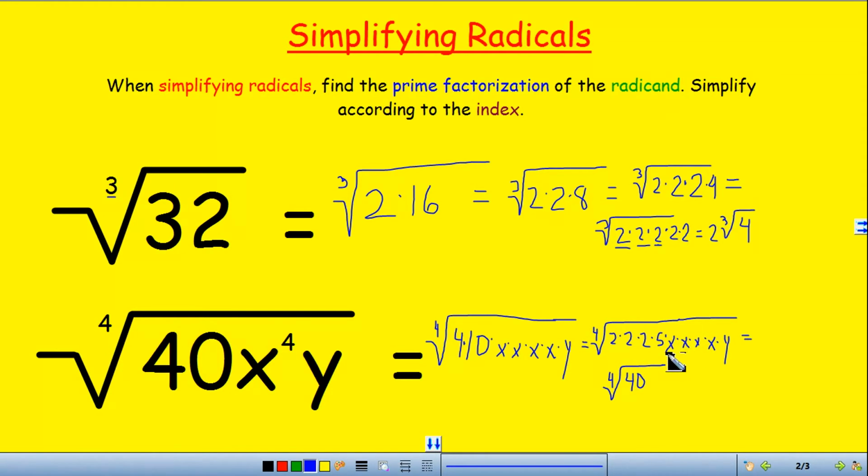Now let's look at this. Our x occurs 1, 2, 3, 4 different times, so we can bring that x to the outside, and y only occurs one time, so that has to stay inside of the radical as well. So our final answer here is x times the fourth root of 40 times y. And that's our final answer.